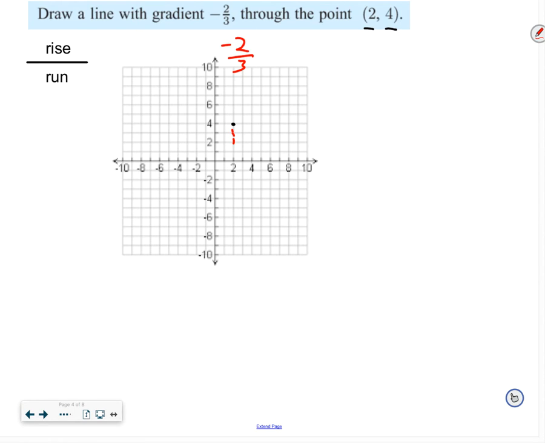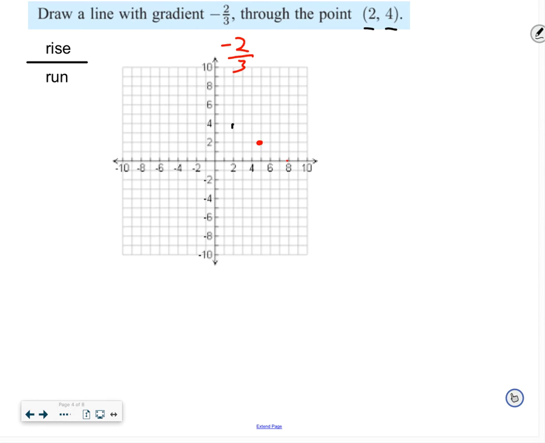Okay, and my run goes over 3. So 1, 2, 3. I have a point there. Okay, and I can do it again, negative 2 over 3. Okay, so let me erase that there. I have those points and get that point back.